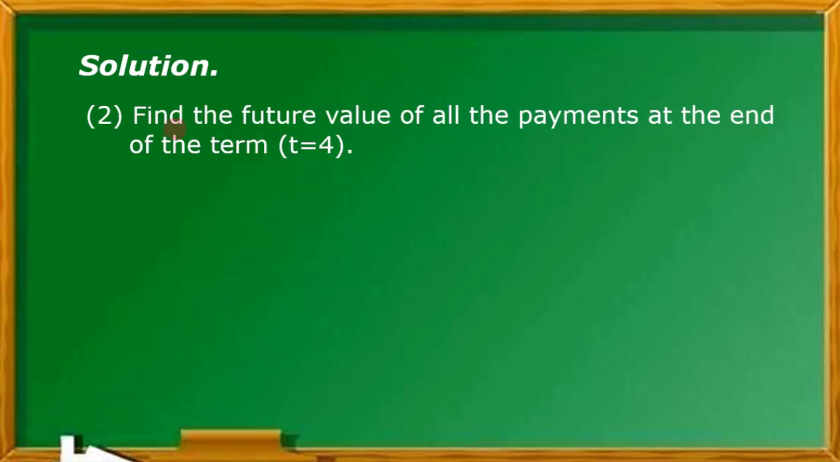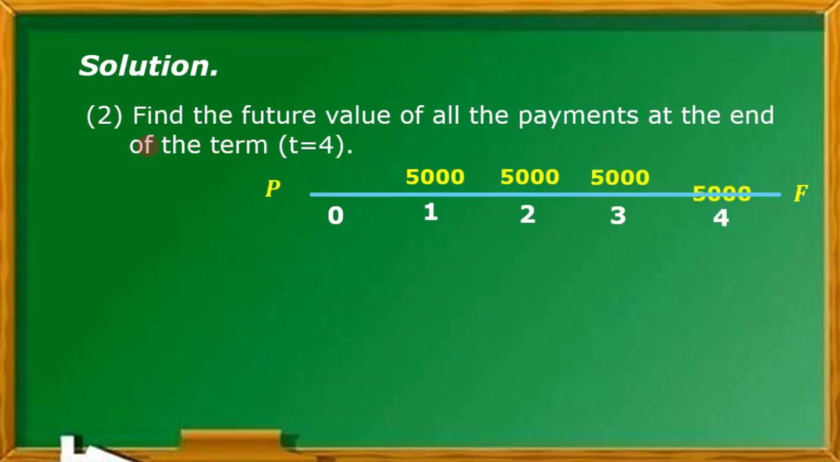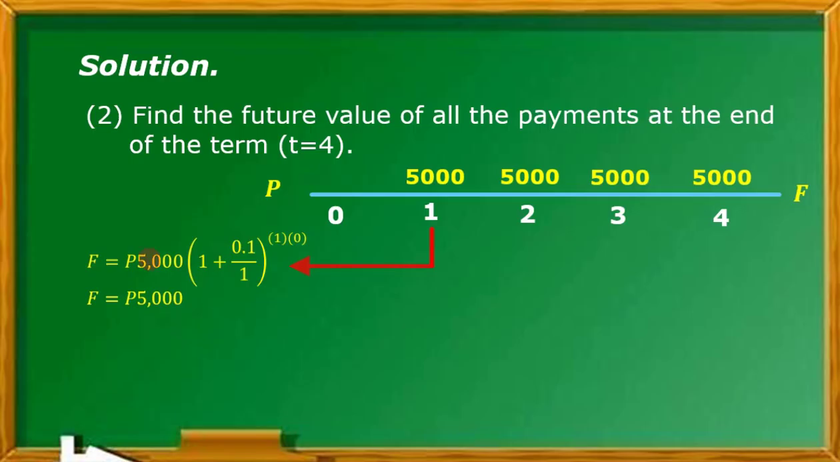The second step is to find the future value of all the payments at the end of the term T equals 4. So we have here the time diagram, 1 to 4, then each is 5,000, and for each year, say at the end of 1 year, the formula is F equals 5,000 times the quantity 1 plus 0.1 all over 1, raised to 1 times T. So we have 5,000. After year 2, we have 5,500.